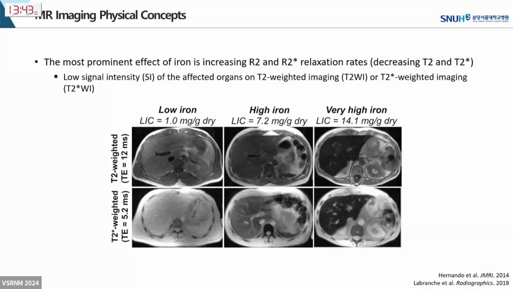You can see the liver shows low signal intensity on T2 and T2 star weighted images, and as the liver iron concentration increases, the signal intensity of the liver decreases. The degree of signal decrease is higher on T2 star weighted images.